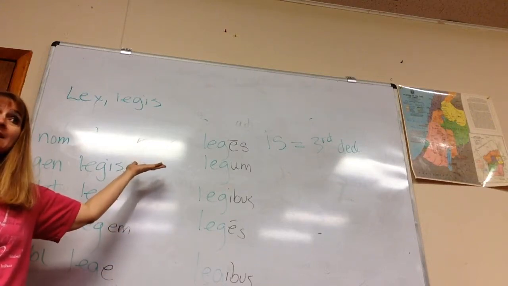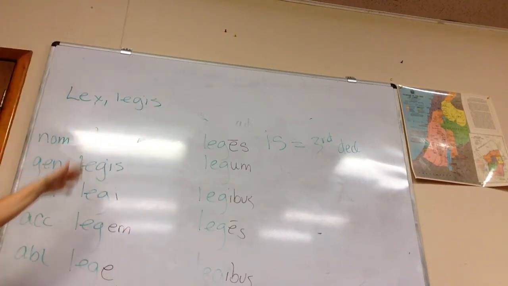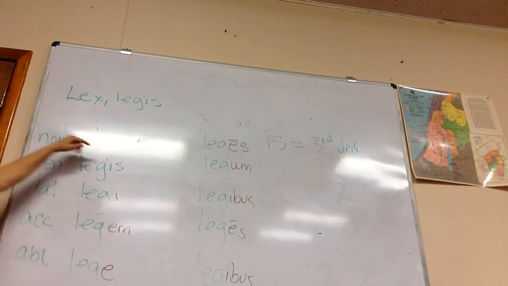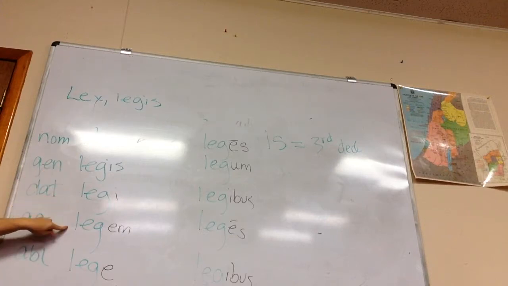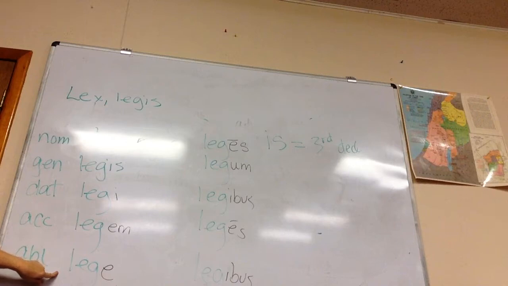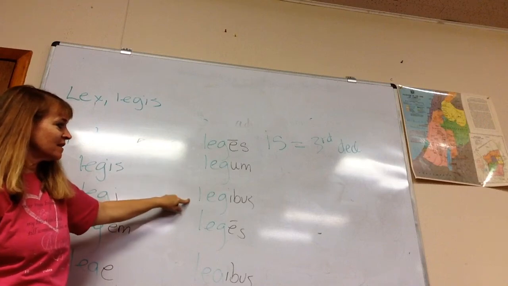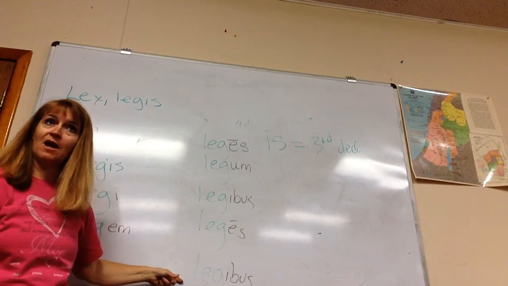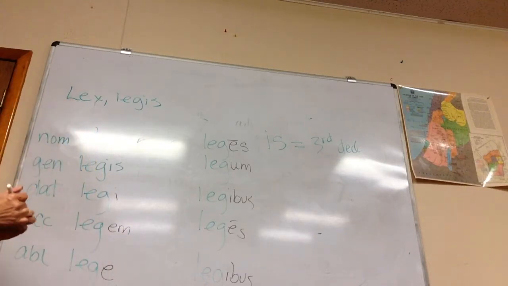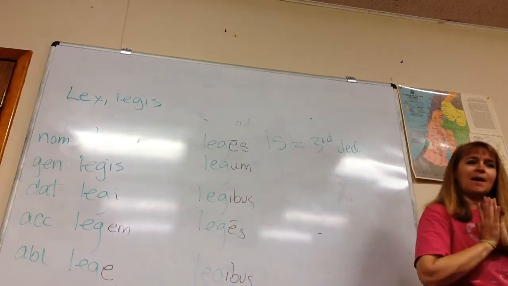Every time we do this, we're going to do it the same way. The endings will change according to the declension, but the way we decline words is the same. So let's translate. What does this mean? Law, of the law, to or for the law, law, by, with, or from the law; laws, of the laws, to or for the laws, by, with, or from the laws. You guys are great.